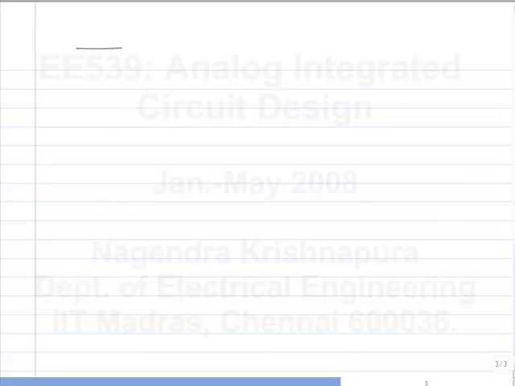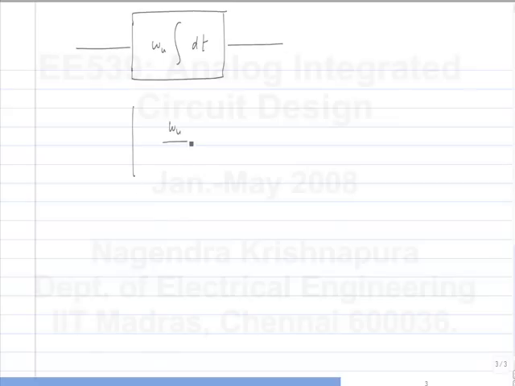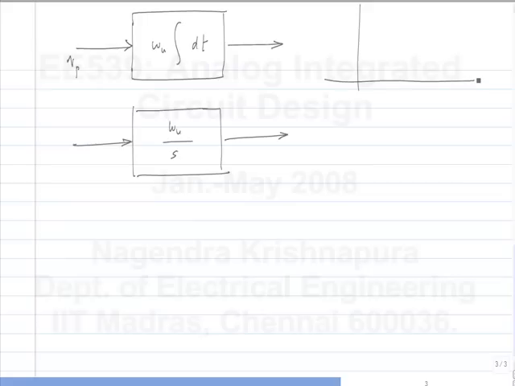Not sure if the question was clear. So I have this integrator, or in the frequency domain, I have omega u by s. If I apply a constant input, that's a Vp. What is the output going to be? Ramp. And what's the slope of the ramp? Vp times omega u, right? So omega u is the constant that appears in the slope.